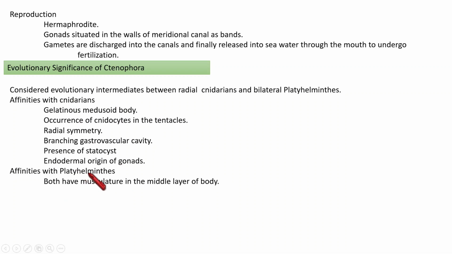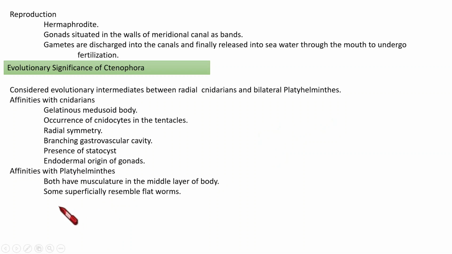Platyhelminths and ctenophores both have musculature in the middle layer. In ctenophores, between ectoderm and endoderm, I told you that a layer called mesoglea is present. The mesoglea is composed of muscle cells and some connective tissue cells. So in that way, we can understand that the middle layer of the body is muscular. So that is a feature similar to that of platyhelminths.